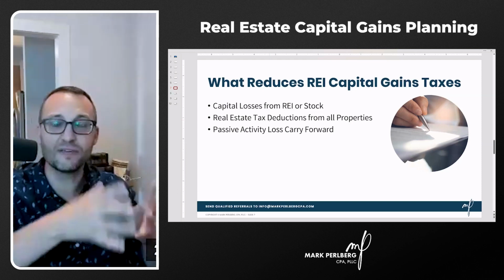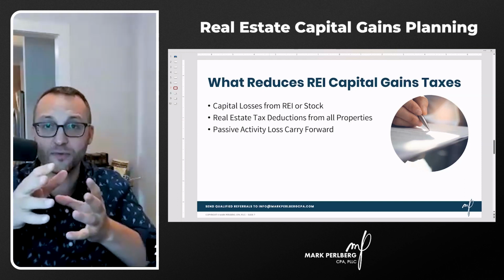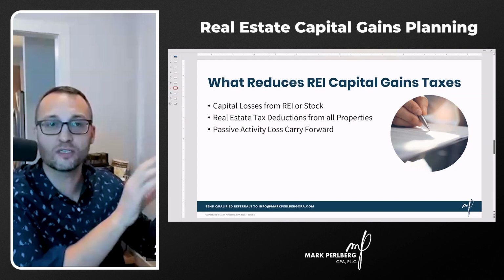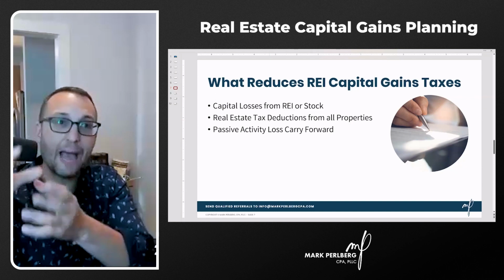Those are going to be activated if you have a capital gains event that is potentially taxable from your real estate. You're going to pull from this reservoir of suspended losses from all your rentals, and it's going to offset the potential capital gains here.